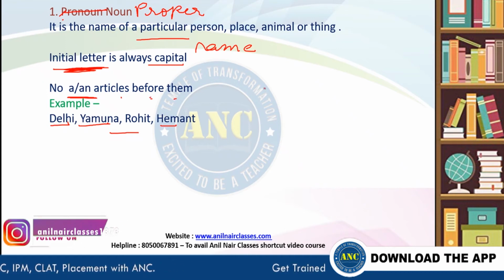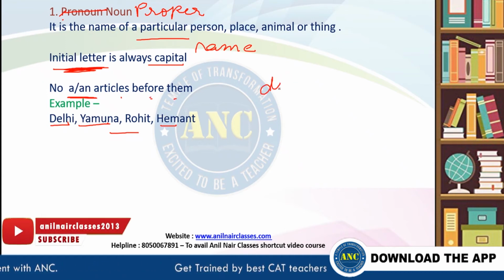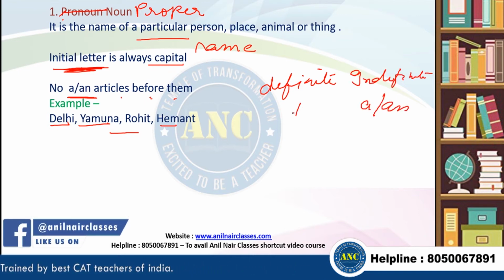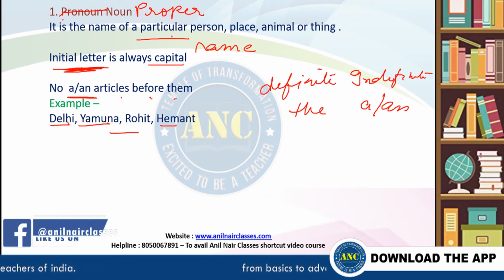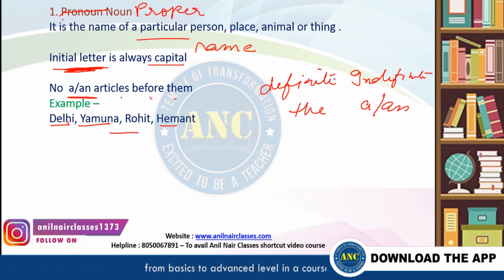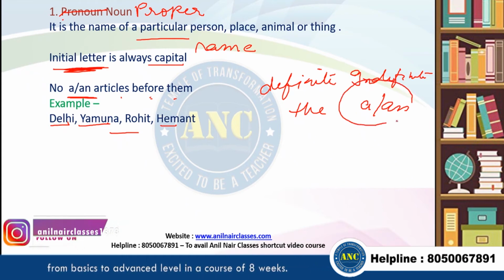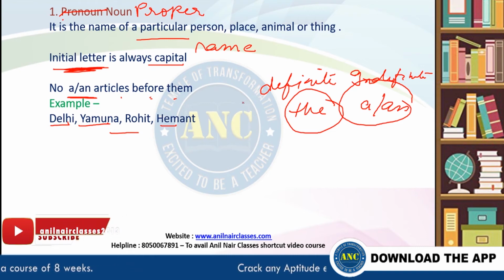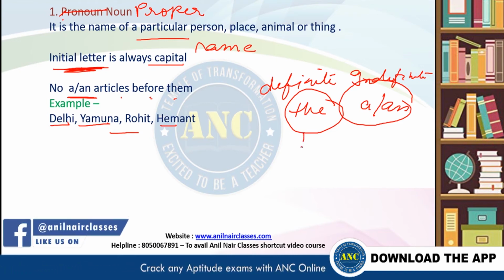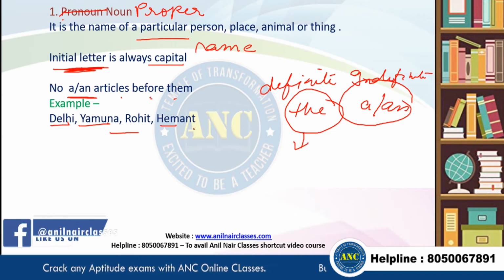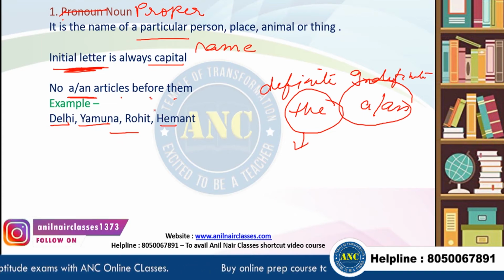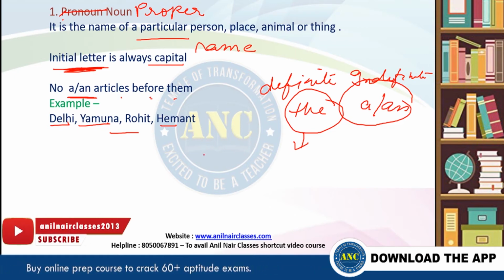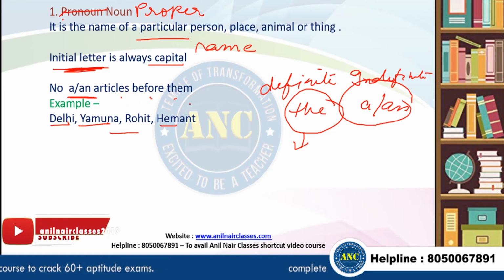For the very simple reason, we have two types of articles, definite article and indefinite. Indefinite articles are A and AN. Definite article is the. So now when we say that it's a name of a particular person, animal or a thing, how can we put before them A or AN, which are indefinite articles? Of course we can put the before the proper noun. Because the is put before a particular thing, which is just one. When I say the Yamuna, Yamuna is only one, or the Himalayas, the Mahabharata, they are only one of their type. So we can put the before them, but no A or AN before a proper noun.